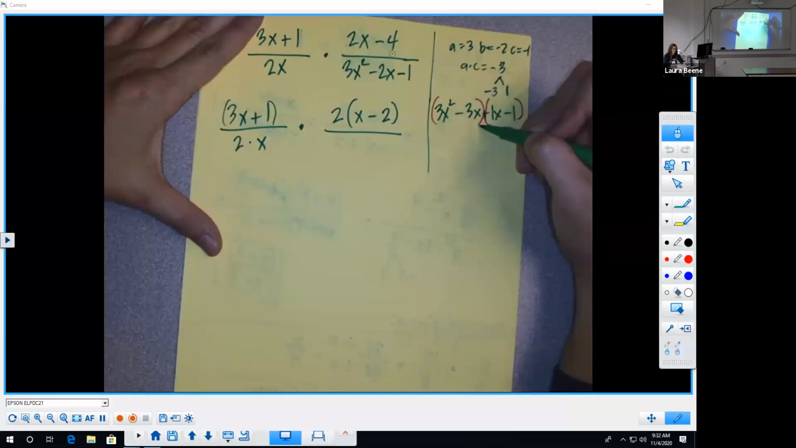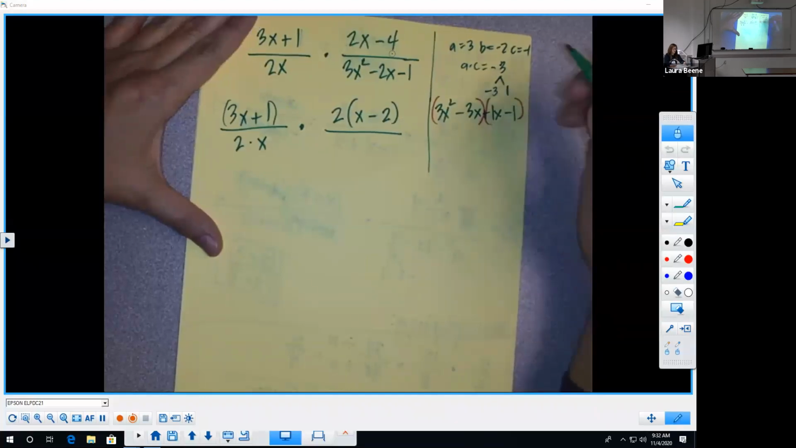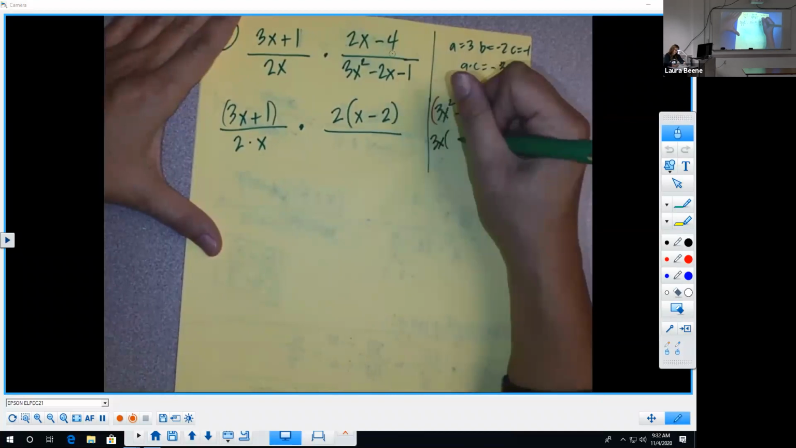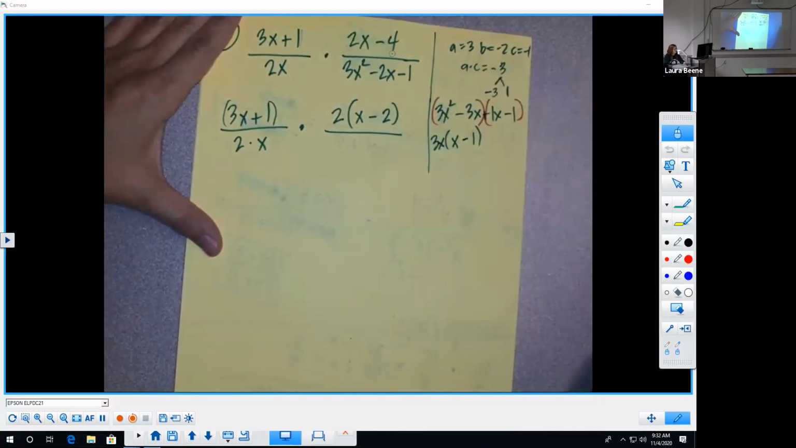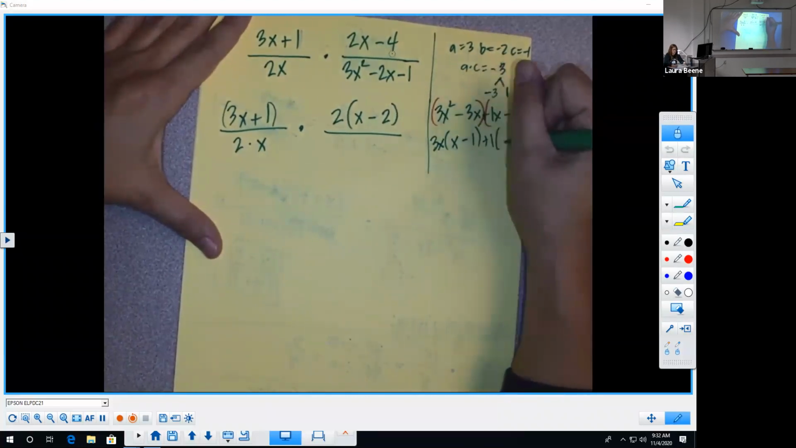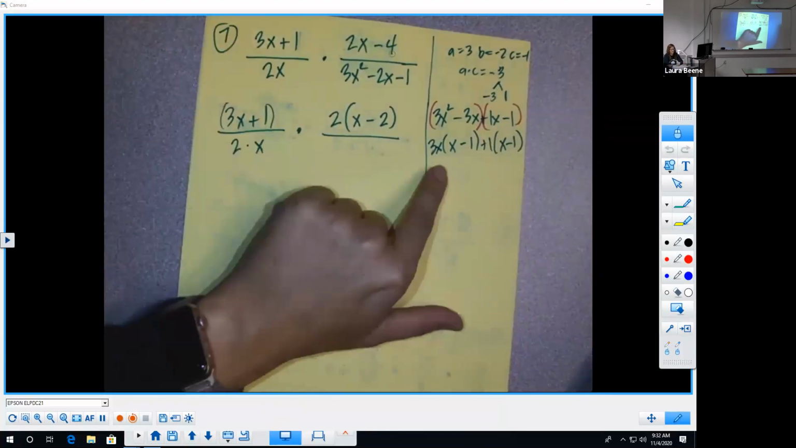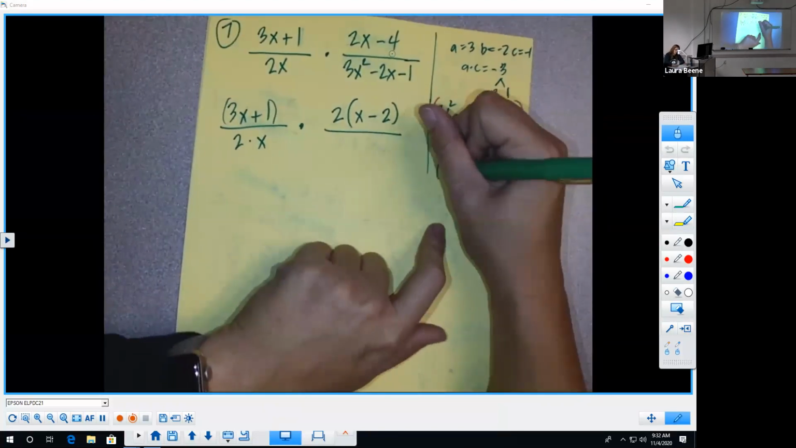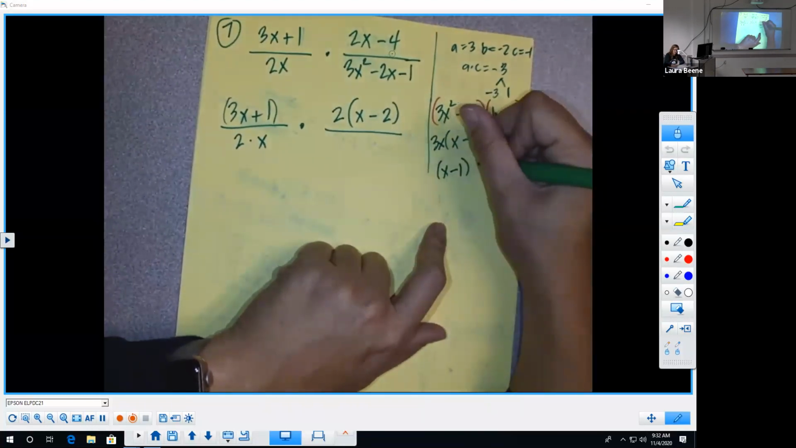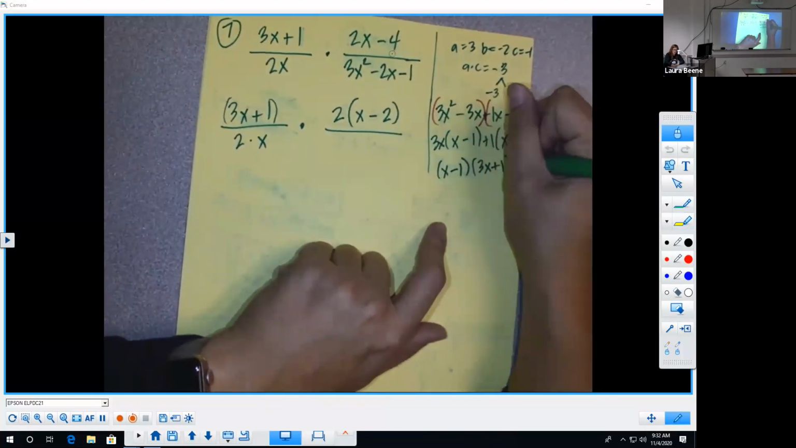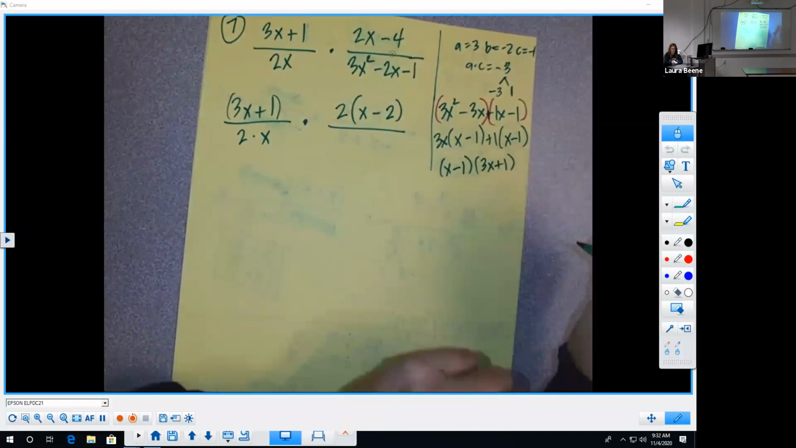(3x squared minus 3x). What's the greatest common factor there? 3x. Left over is x minus 1. Positive 1x and -1. The greatest common factor there is just 1. So I have an x minus 1 in common now. When I pull that out, left over is 3x plus 1.